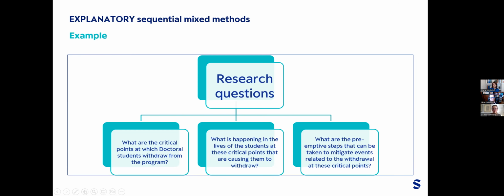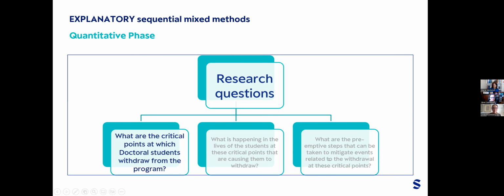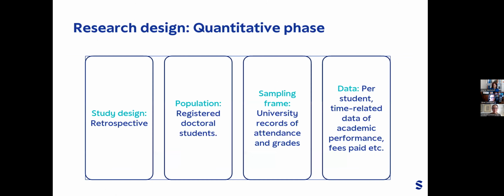And finally, everything would come together to answer a third research question: what are the preemptive steps that can be taken to mitigate events related to the withdrawal of these students at these critical points? So let's have a look at the quantitative phase, which would address the first research question. What are the critical points at which the doctoral students withdraw from the program?